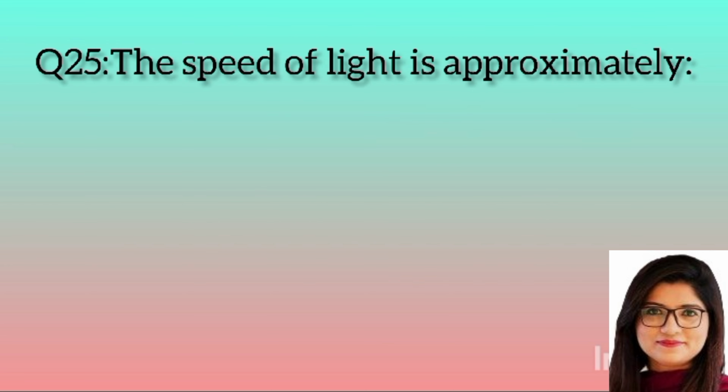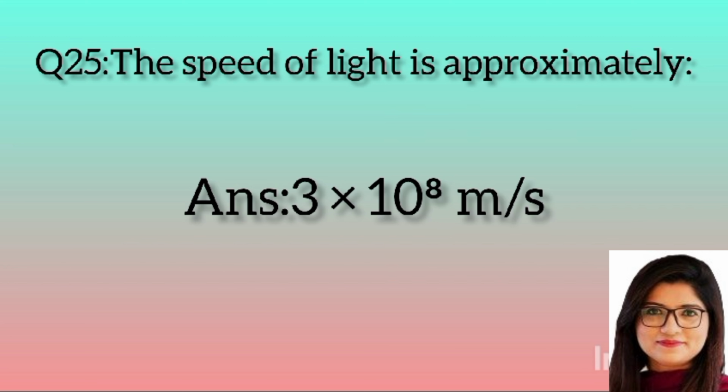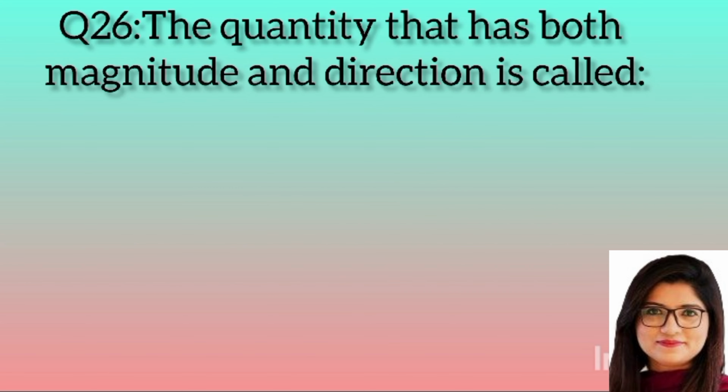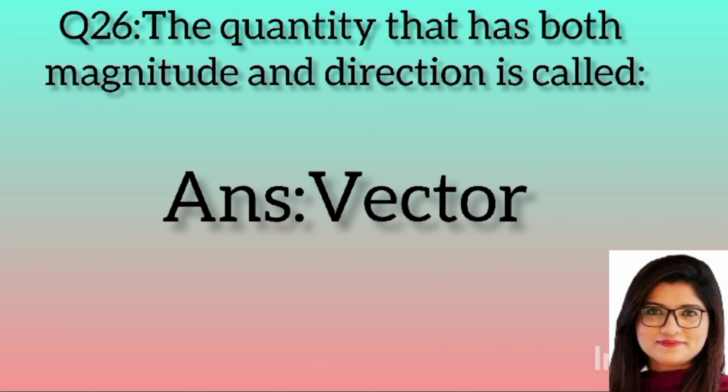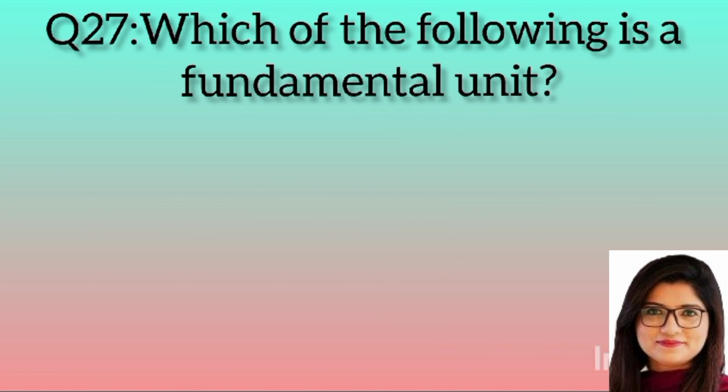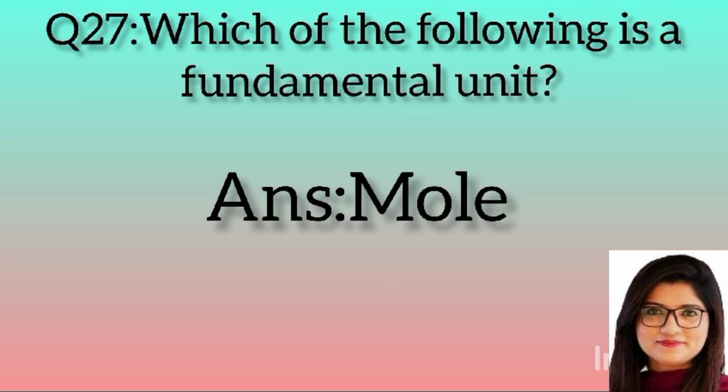Question 25. The speed of light is approximately answer: 3 multiplied by 10 power 8 meter per second. Question 26. A quantity that has both magnitude and direction is called answer: vector. Question 27. Which of the following is the fundamental unit? Answer: mole.